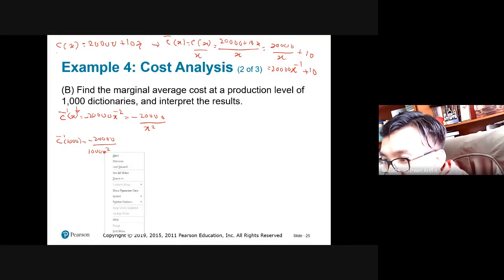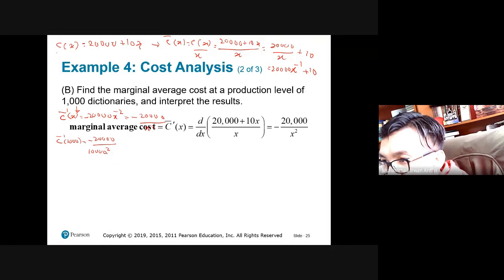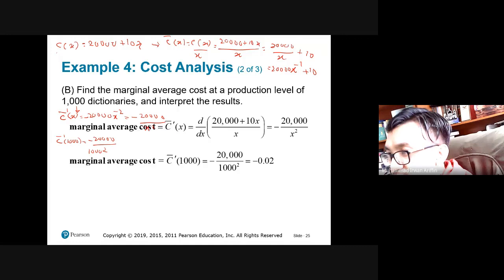1,000 squared. Okay. So this will give us negative, so use your calculator, negative 0.02. This is the marginal average cost.